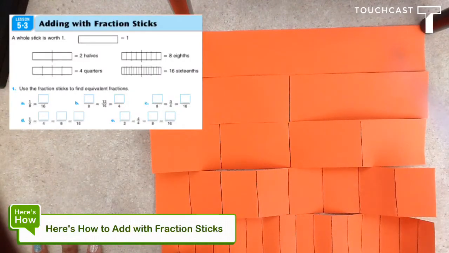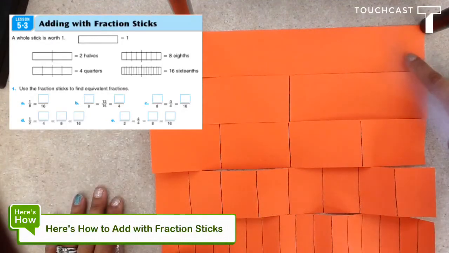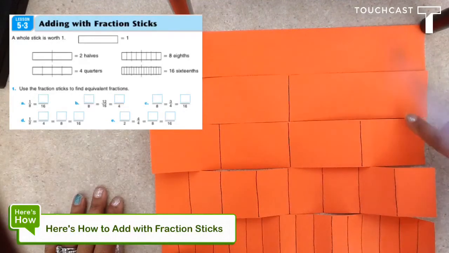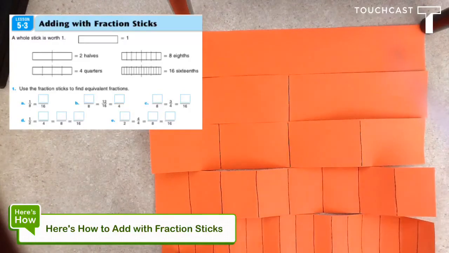Here's a page out of your EDM journal. You can see that they have the same fraction sticks that I have here in orange. We've got a whole one more time at the top. Halves, fourths, eighths, and sixteenths. Now we're going to look at the equivalencies.